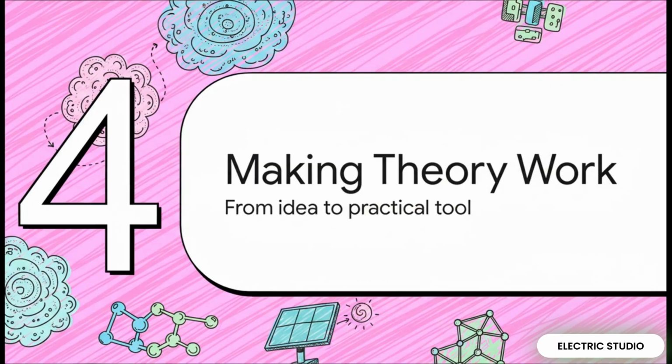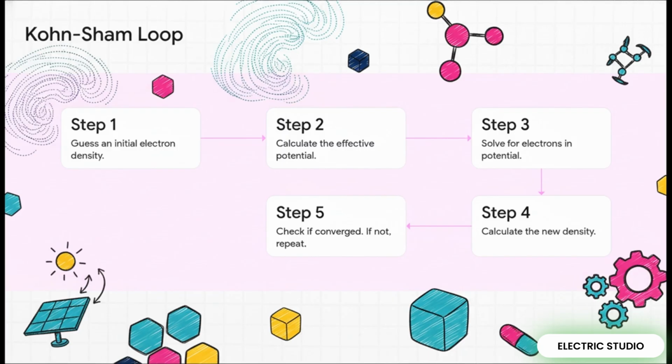So the theory is beautiful, it's elegant. But a theory on a blackboard doesn't help you design a new battery, right? The next crucial step was figuring out how to turn this brilliant idea into a practical tool that scientists could actually use on a computer. And this is where the rubber meets the road. It's called the Kohn-Sham method, and it's basically a really smart feedback loop.